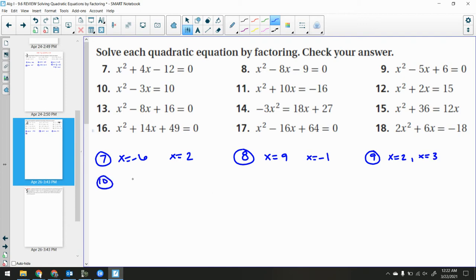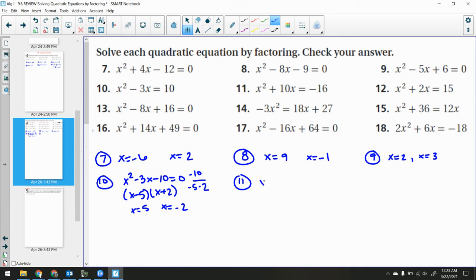Number 10, now notice for number 10, I'm going to have to subtract the 10x, or the 10 over to the other side. So it's a negative 10, really. Factors of negative 10 that add to get to negative 3 are negative 5 and positive 2, which factors into x minus 5, x plus 2. So x is equal to 5 or x is equal to negative 2.